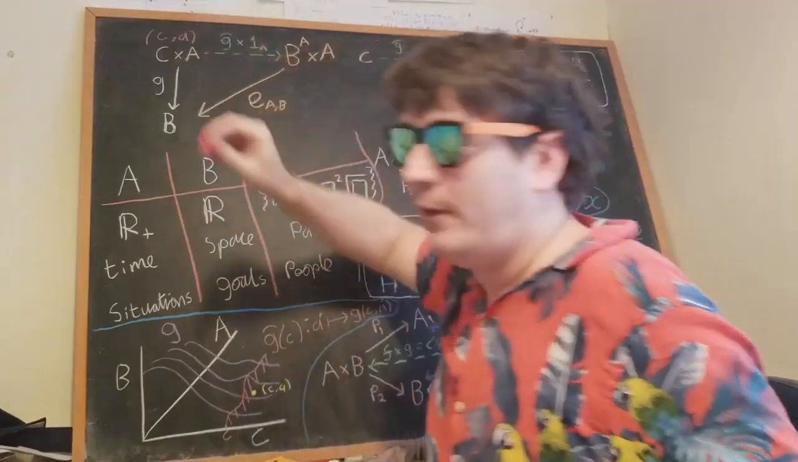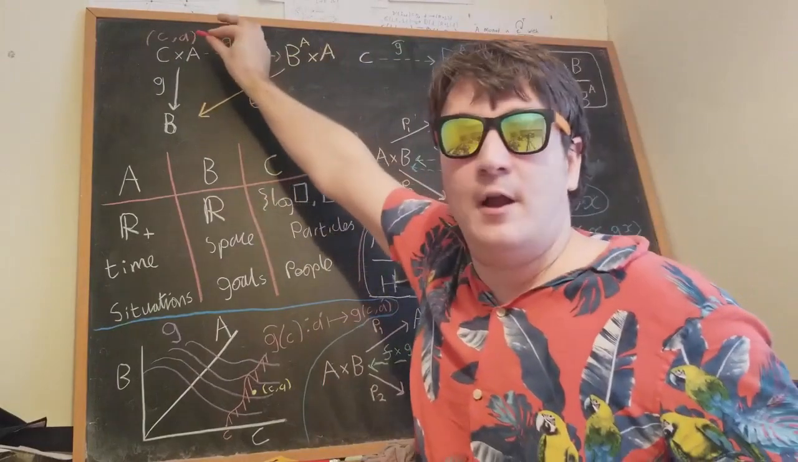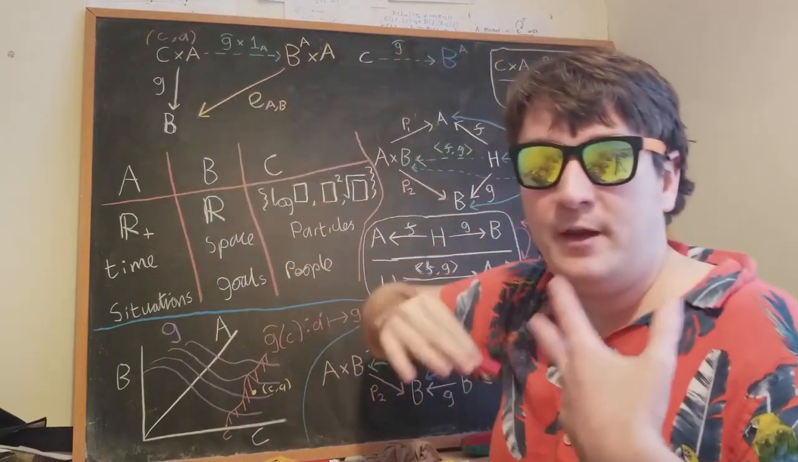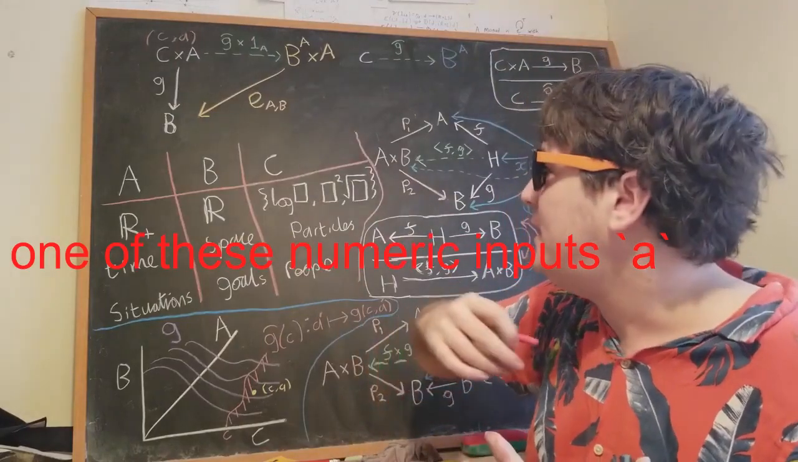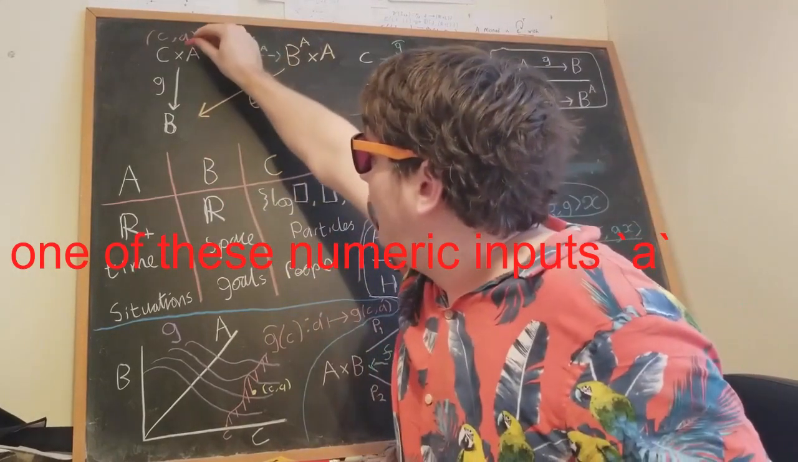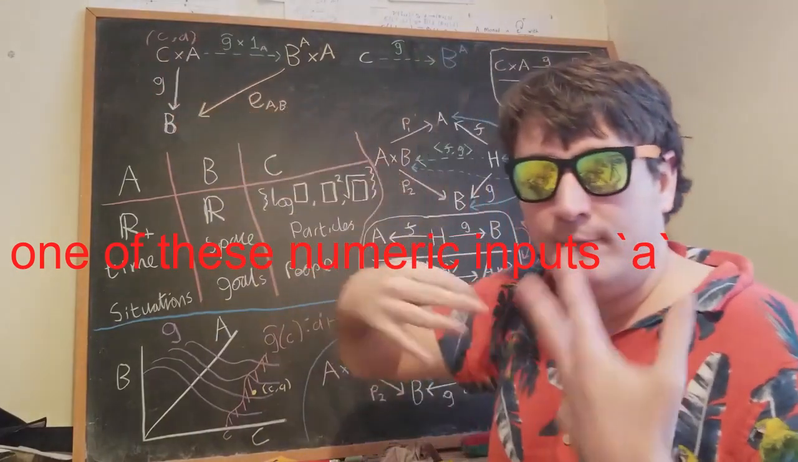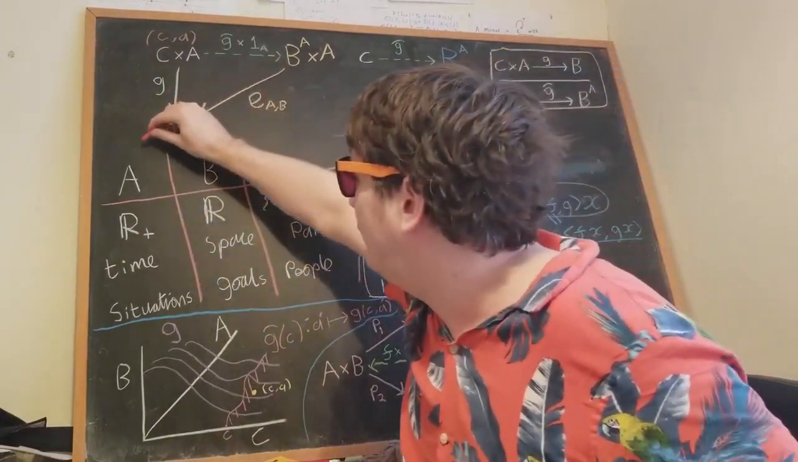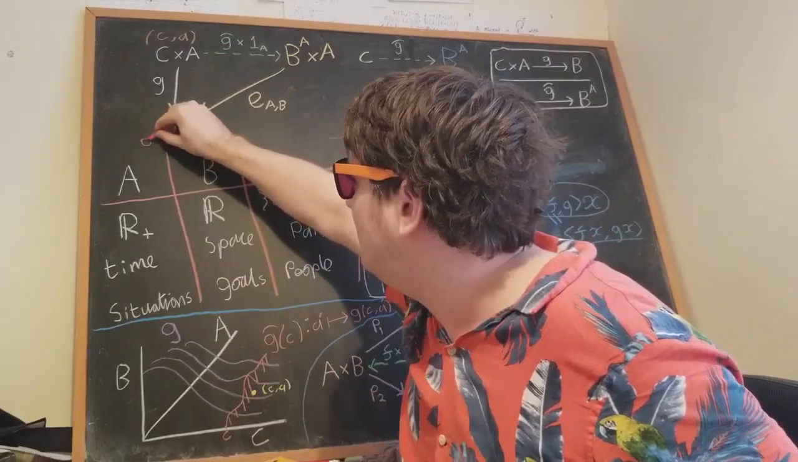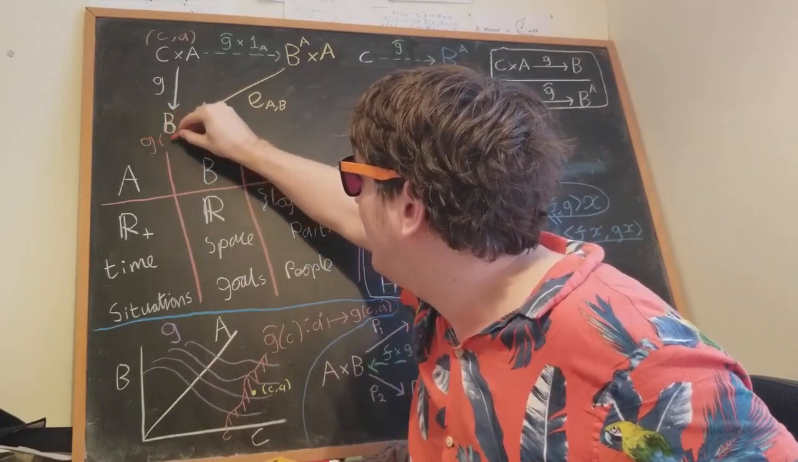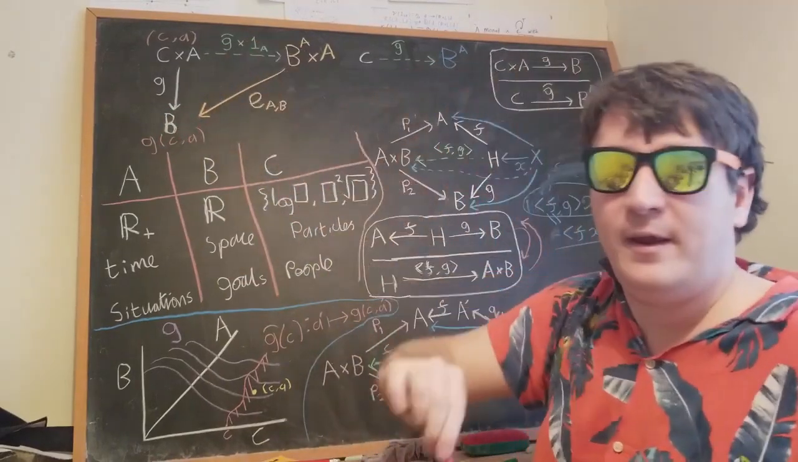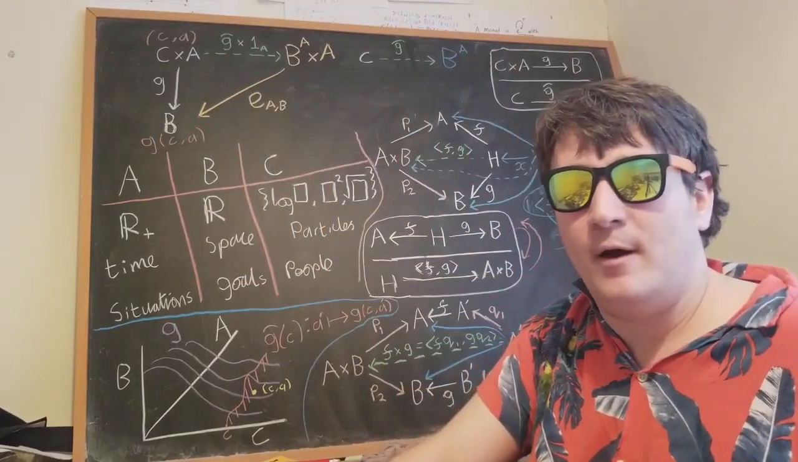So let's think about how this works with some actual inputs, okay? Let's say you pick one of these unitary operations, little c, and you also pick one of these numerical inputs, a. Then when you press equals on your calculator, you'll get your result, okay? That'll be little g operating on c and a, okay?